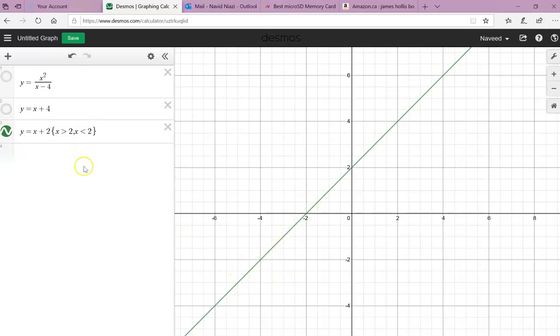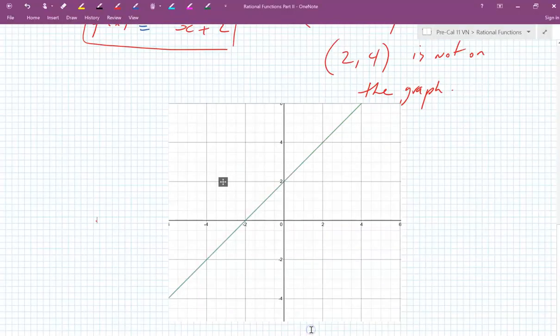You can actually do it freestyle, but what I wanted to talk about is the point of discontinuity, and it's easier for me to do it here. So x equals 2 and y equals 4. This coordinate right there, that is the (2, 4). That cannot be on the graph. So this line actually has a hole in it.